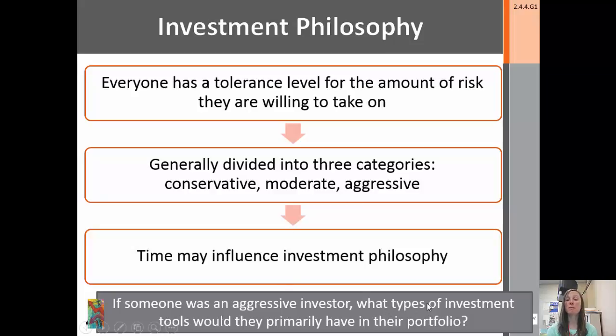So if you're an aggressive investor, what type of investment tools would you have in your portfolio? It would be the riskier stocks, which, going back to the last presentation, is going to be your speculative investments, your individual stocks, and then maybe some mutual funds or some of those kinds of things. Those might fall into more moderate as well.